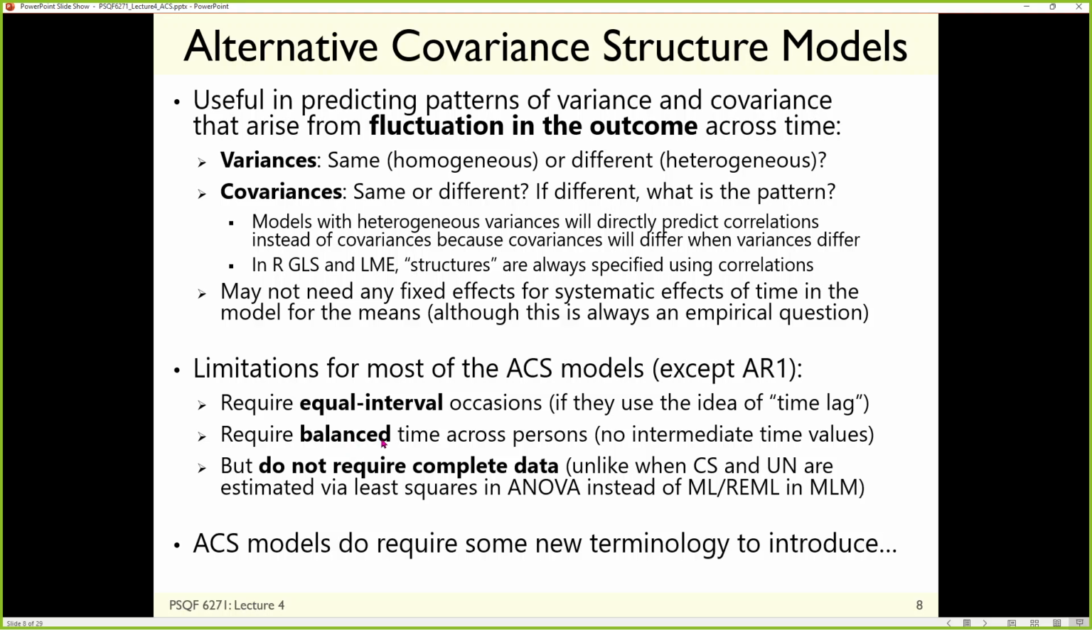Many of them also require balanced time. Yes, sir. Sorry, Lisa, I have a quick question. Please. So, balanced and equal interval occasions are not synonyms, right? That is correct. Balanced and equal interval are not synonyms. Thank you for bringing that up. What does balanced mean? Those are 3 different things. Should we re-go over that?